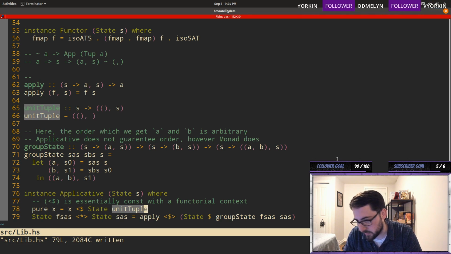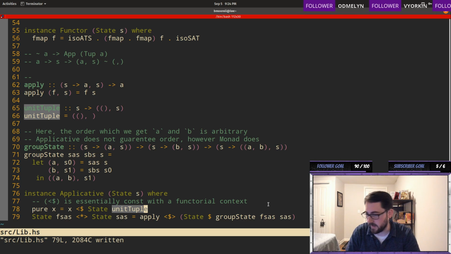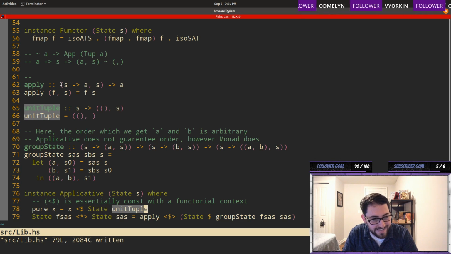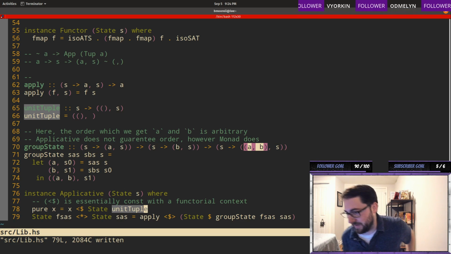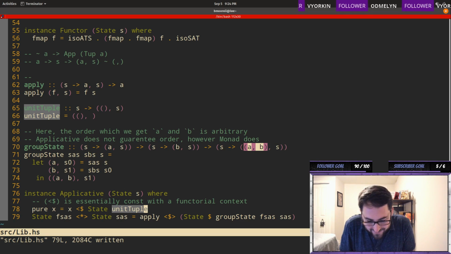I'm stupid. I'm sorry. I was like, I need to put this here. Oh, that's an fmap. Duh. I'm trying to fmap in the wrong place. Okay.